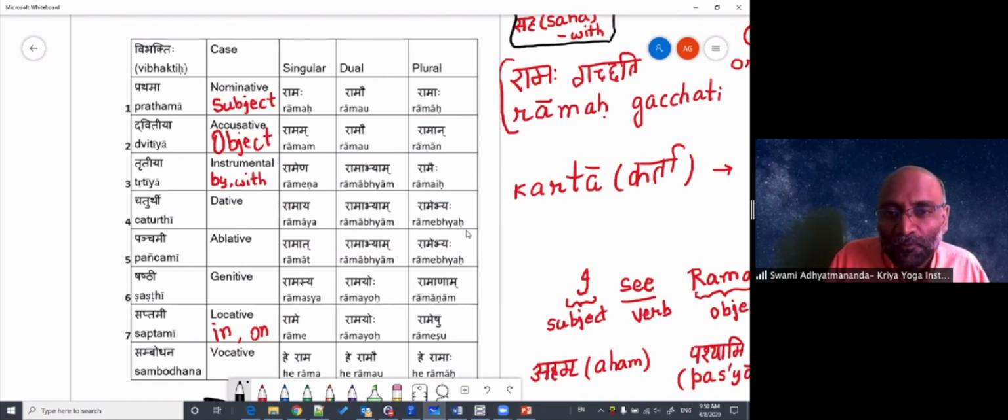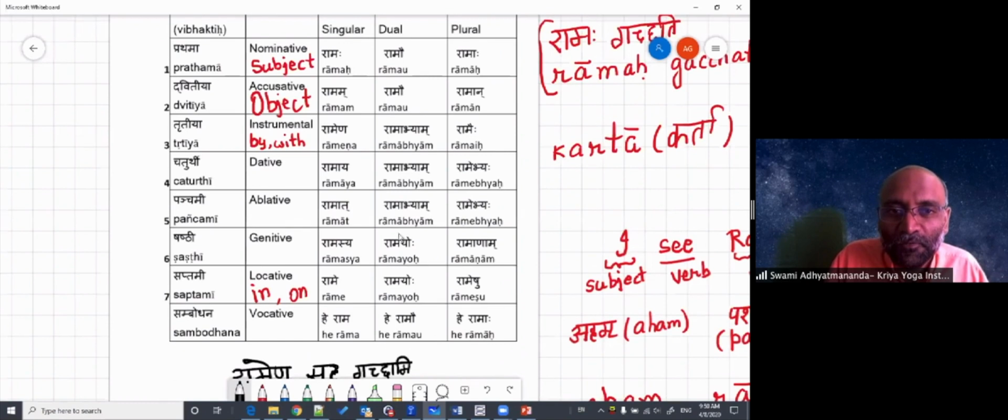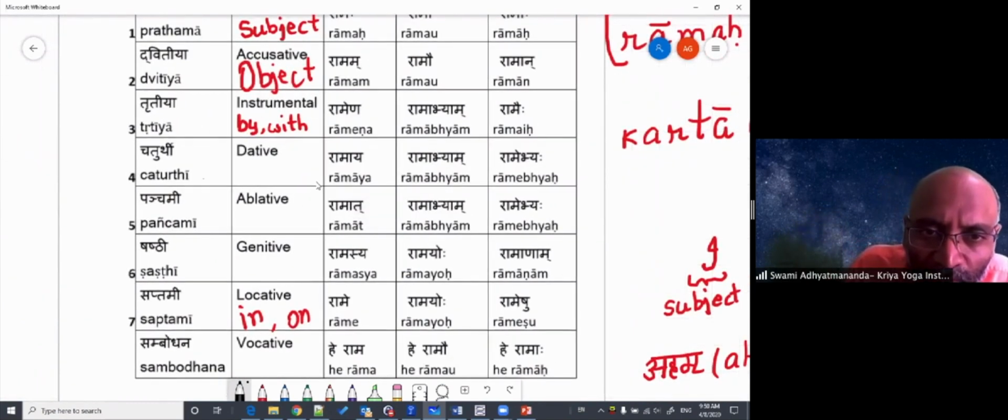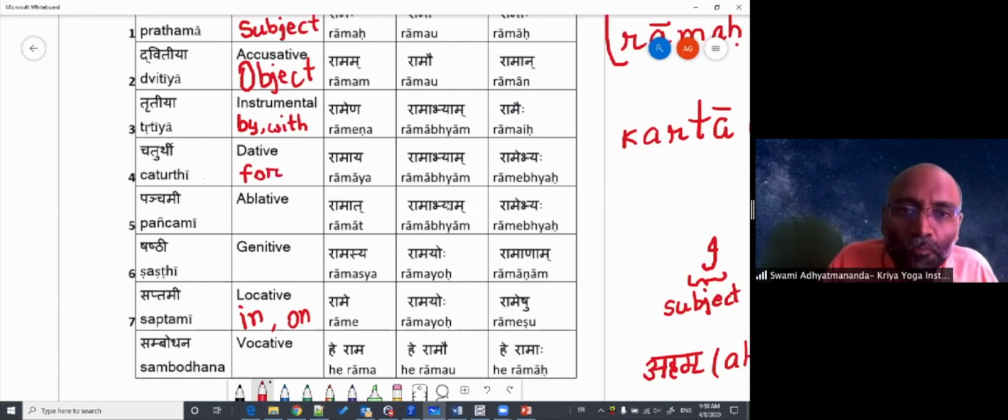Then the fourth case, Chaturthi, or the dative. Dative is not a very familiar English word. It would generally be used in the prepositional meaning of for. So when you have to use it in the sense of for, you will use the dative case.